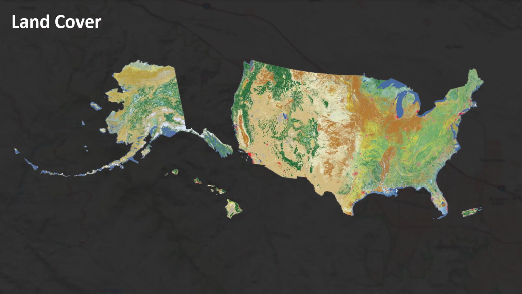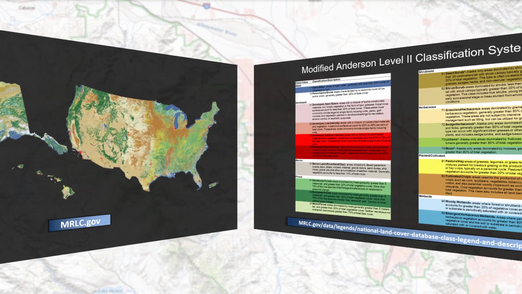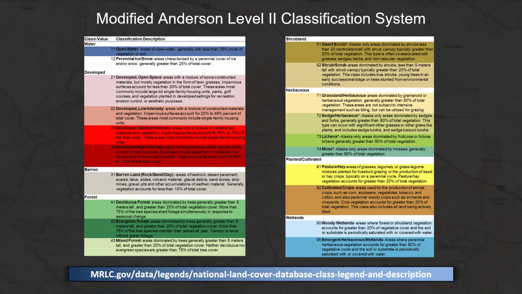NLCD supports a wide variety of federal, state, local, and non-governmental applications by providing data and products that can improve decision-making processes. More information about land cover can be found by visiting the link mrlc.gov. The classification system used by NLCD is based on a modified Anderson Level 2 classification system. More information on this classification scheme can be found by visiting the link shown here.